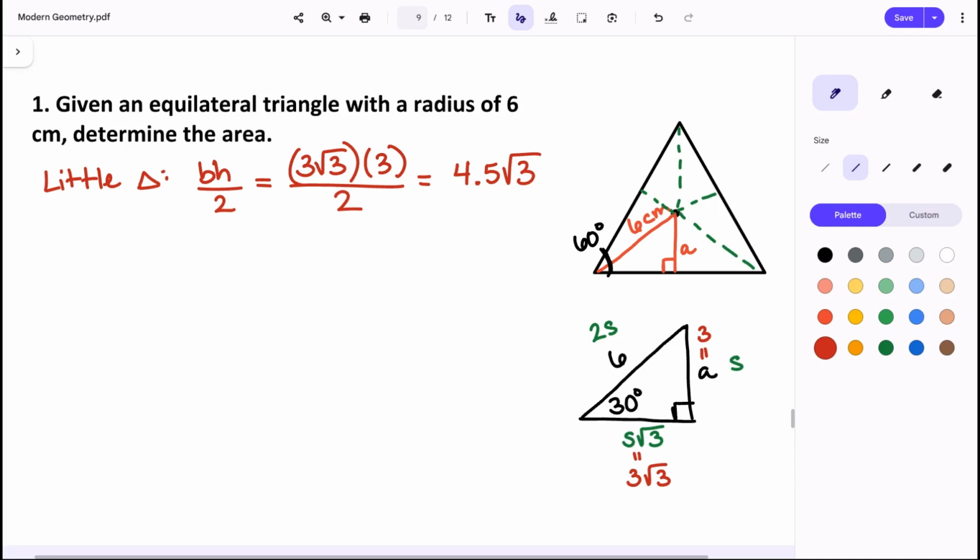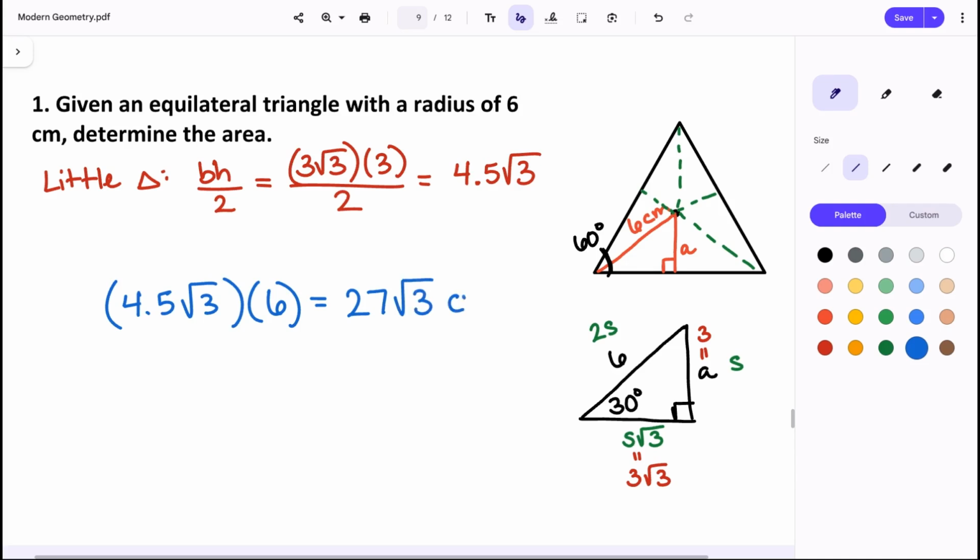Okay, but how many triangles did we say made up this entire shape? 6 of them. So this is just the area of one of these little guys. So I need to take that times what? 6 to get all of them. So just take 4.5 times 6. 27? So it'd be 27 radical 3. And then I would label this centimeters squared.